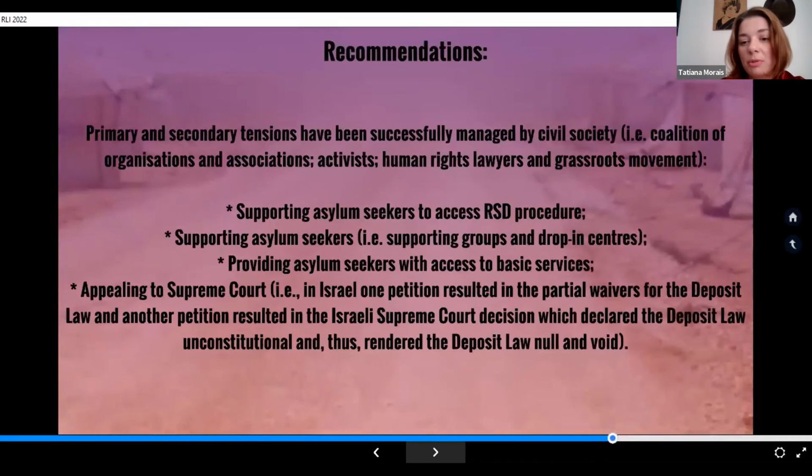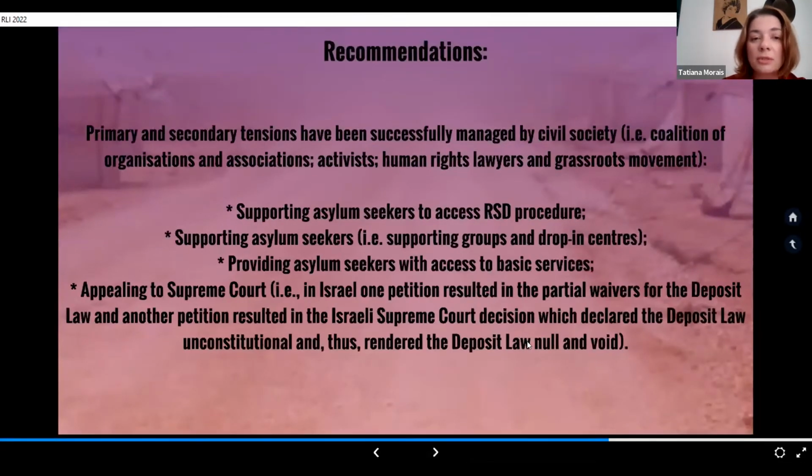So we did collect from fieldwork some examples by civil society that was trying to manage these tensions, whether the primary or the secondary tensions. So we do have examples, for instance, of the Roma community back in Greece, in Athens. They were supporting asylum seekers to access RST procedures and to prepare for the Skype interviews, for instance.